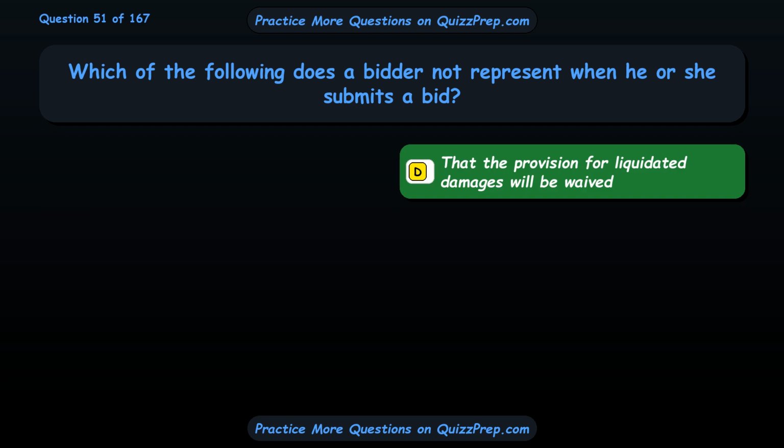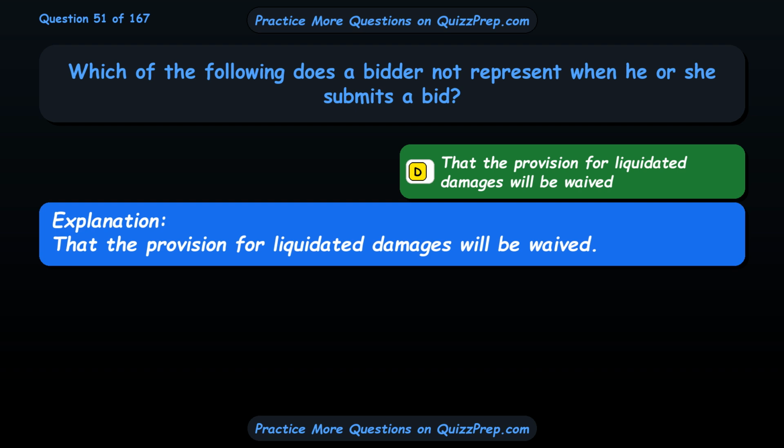The correct answer is option D. That the provision for liquidated damages will be waived.